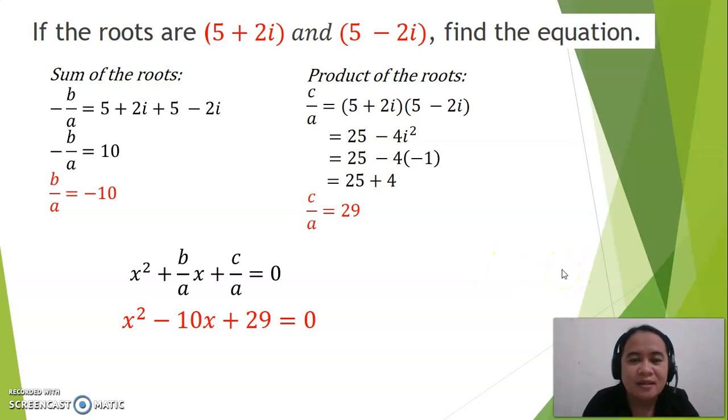So that's all about finding the sum and product of the roots of quadratic equations.